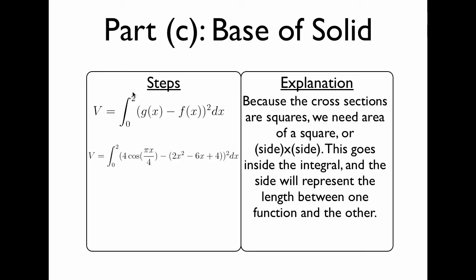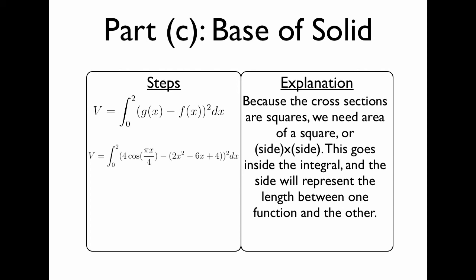So going back to part C here, I'm still going from 0 to 2, so my limits on the integral haven't changed. And then in here, I want the equation side squared, because I'm talking about the area of a square inside here. So the area of a square is just side times side. So that just is g minus f, because the side of my square is lying on the region, and we know the region is g minus f. So I just take that and I square it to get the area of a square. So here I have the full answer written out, 4 cosine pi x over 4 minus 2x squared minus 6x plus 4, all of that squared gives me my side squared in here for the answer.